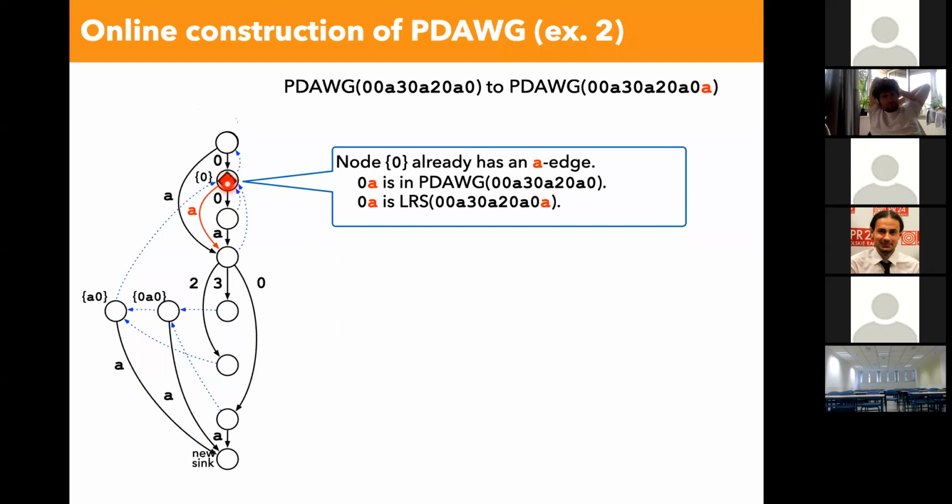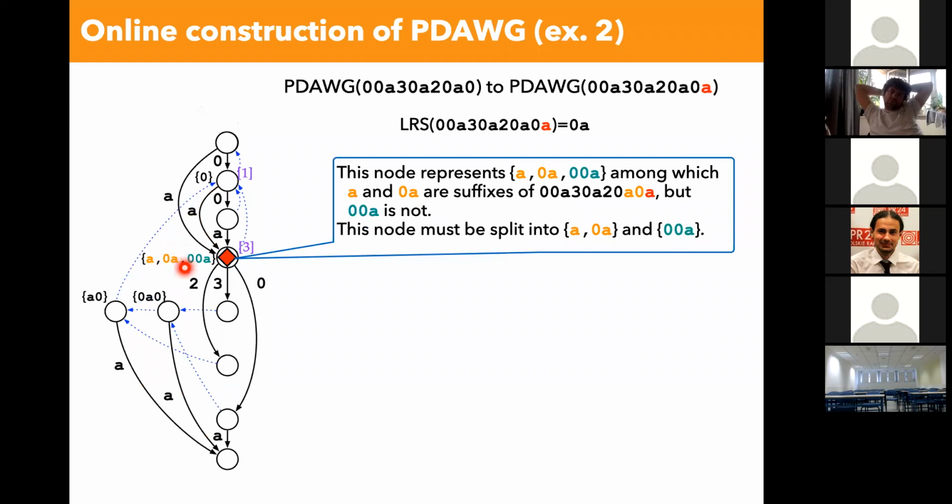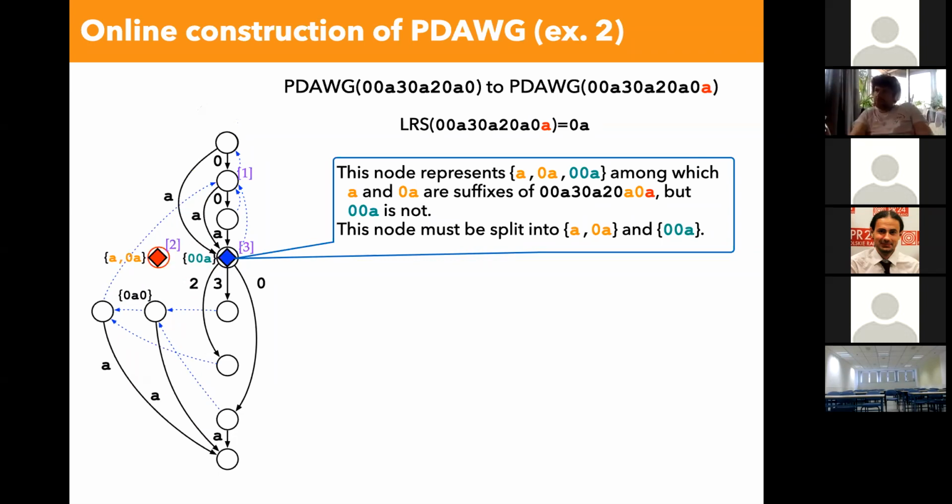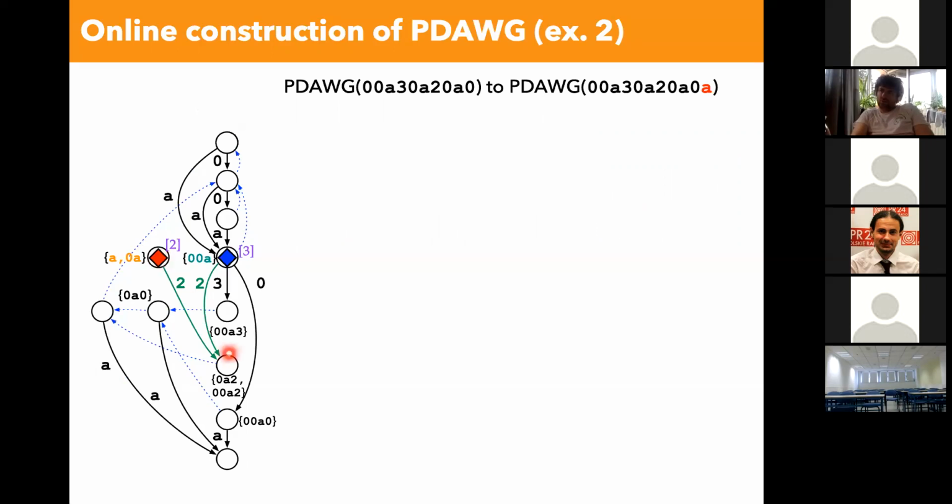So this means that 0A is already registered in the previous structure. So 0A is the LRS. And then here 0A ends at the end of the new string, but 00A does not. So this node must be split into two. And then we must decide the outgoing edges of this one. 2 can be copied. However, 3 cannot be copied because 0A has a short context, just of length 2, so 3 cannot be copied. Rather, we add a 0 edge from here to here.